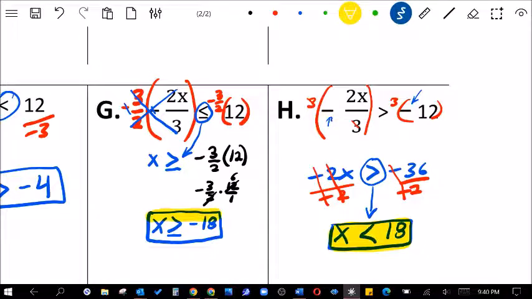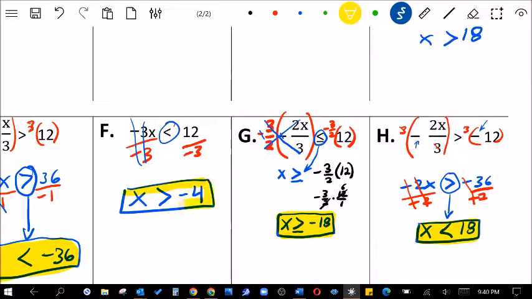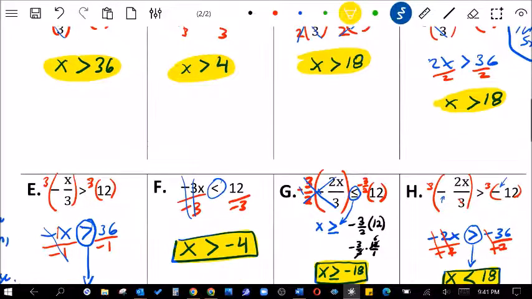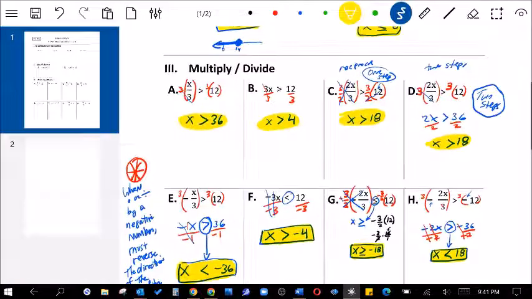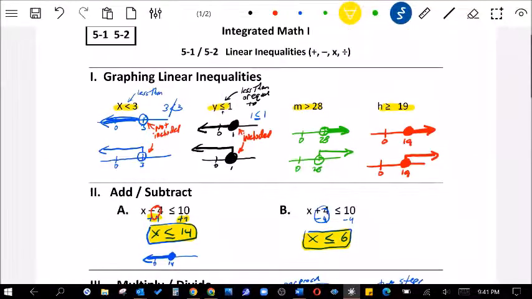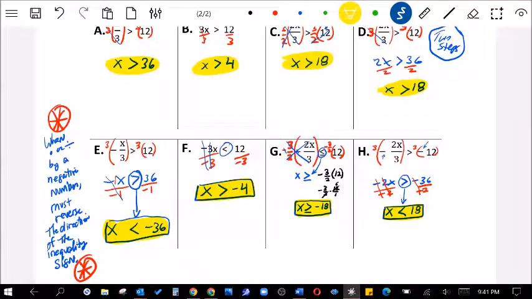Okay. So the main lesson here is that you do the normal stuff you usually do, but when you multiply or divide by a negative number, you have to change the direction of the inequality sign. Okay. Now there we are. So I guess that's the key thing. So what you've done on this one is graph them, add or subtract them, multiply or divide them, and multiply or divide them with negatives, and therefore change the direction of the inequality sign.